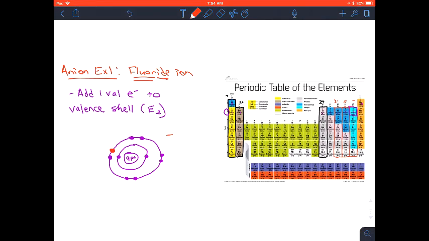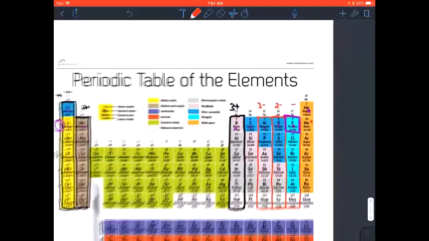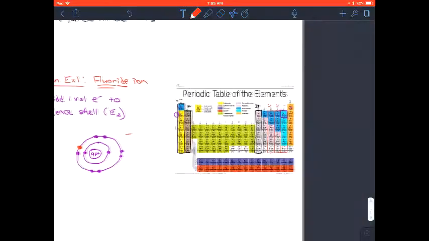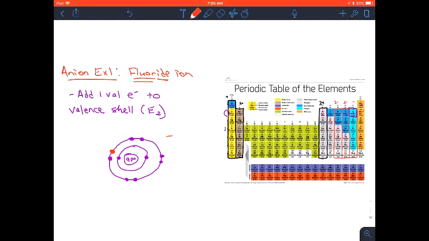So now it's going to have a similar configuration to neon, but it has a different amount of protons. The protons make the element different from one another. So now this is our Bohr model for a fluoride ion. Very simple. We just added the appropriate amount of valence electrons to the valence shell. So let's count them up. Energy level 1, we have 2 electrons. Energy level 2, we have 8 electrons.